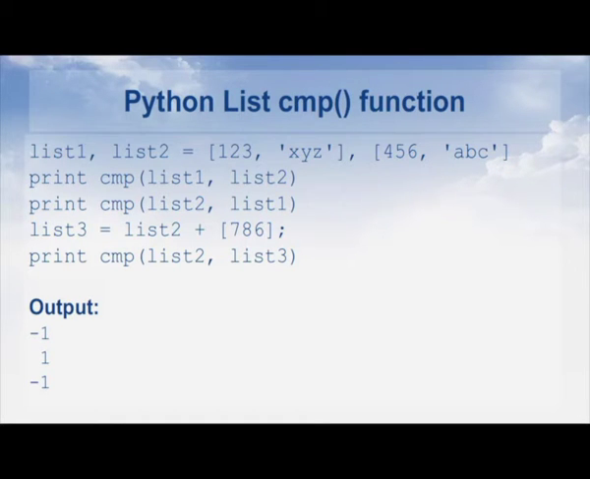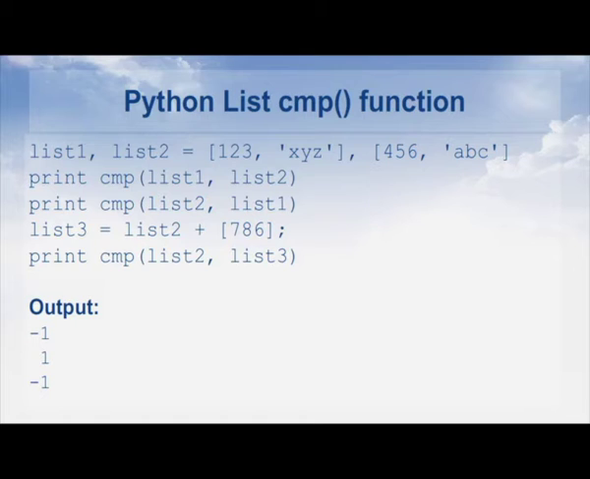And when I compare list 1 to list 2, I find that the numbers 1, 2, 3 are less than 4, 5, 6, and therefore, I get -1 as output. And similarly, when I compare list 2 to list 1, I get a +1 as output, because list 2 has 4, 5, 6, which is greater than 1, 2, 3.